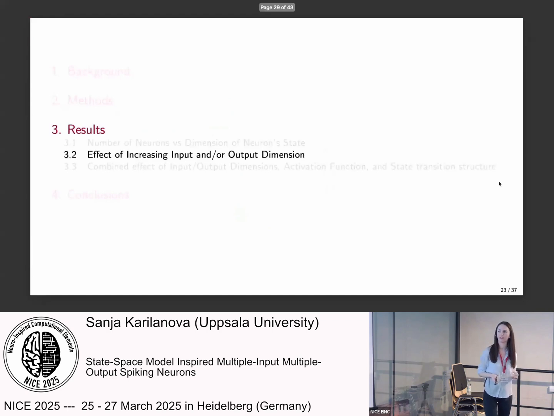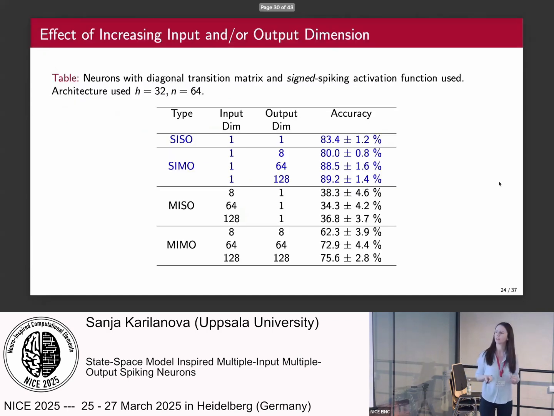The next result that I will talk about is varying the input and output channel. So in this table, in the second column, we state what input dimension we used for each neuron, while in the third column, we state what output dimension we used.